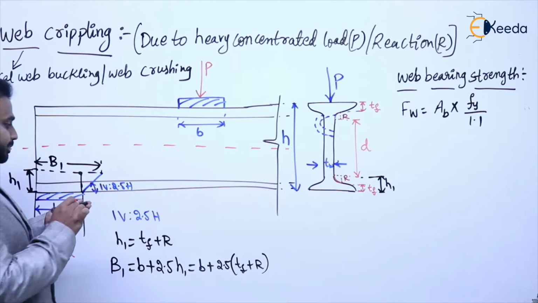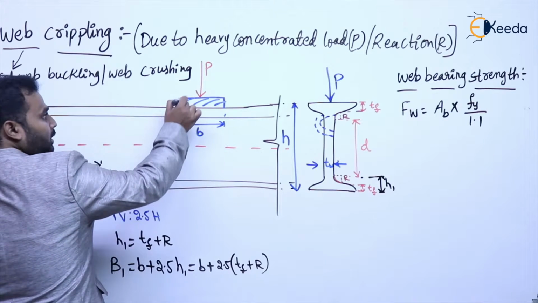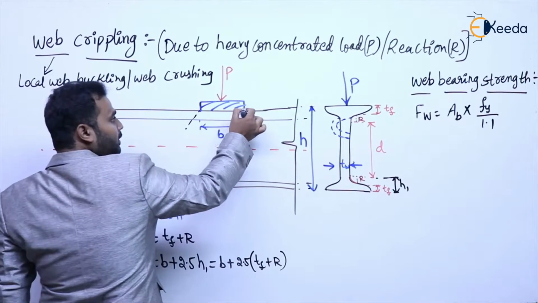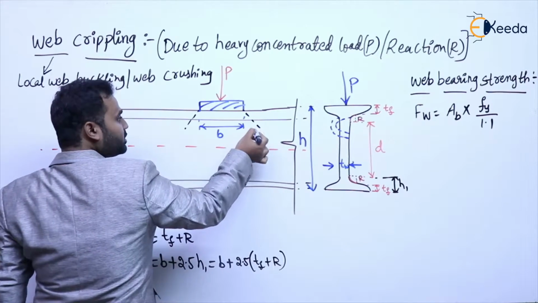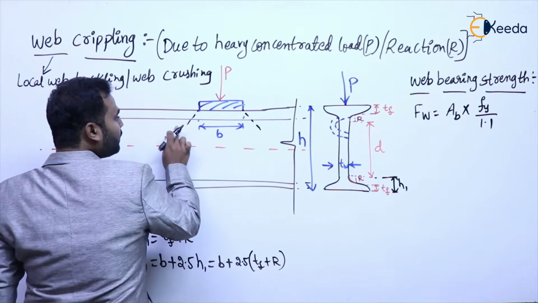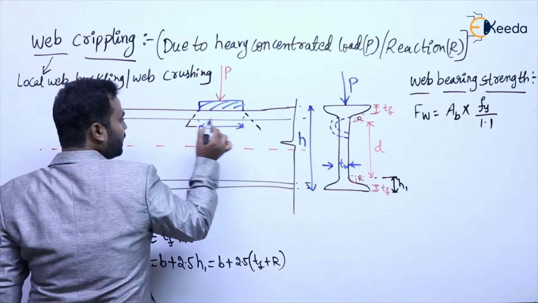Now under the point load, or you can say in the span, we assume the load is going to disperse in both the directions. Is that okay? We assume load is going to disperse in both the directions like this.